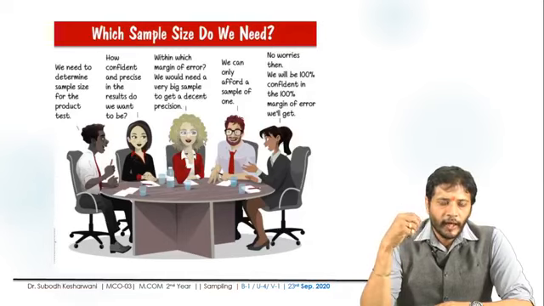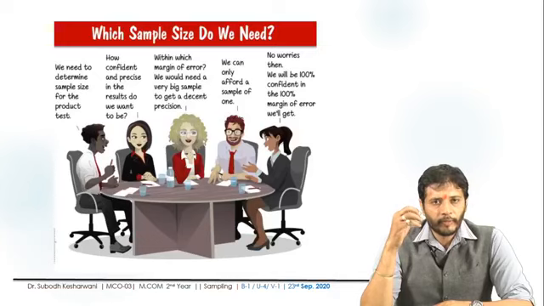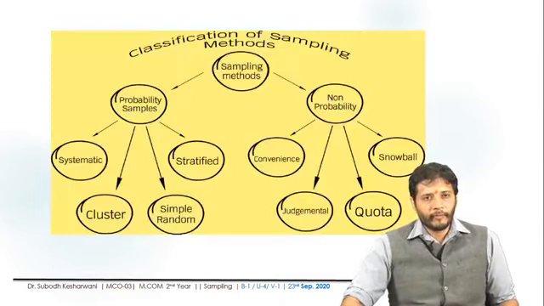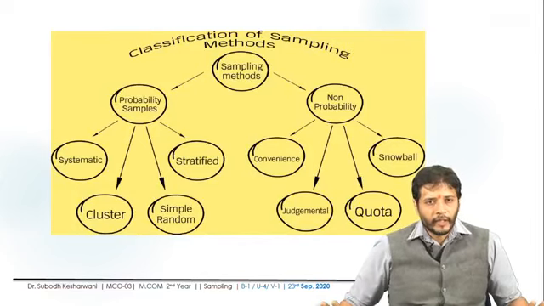There are certain questions which come to our mind, and when you have a small sample size, what will happen? You are going to get a very minute result. There is a possibility that you will get large errors if your sample size is not strong. That is the reason sample size is going to play a very important role, and this is called the classification of sampling methods.